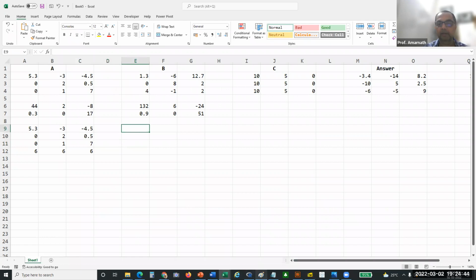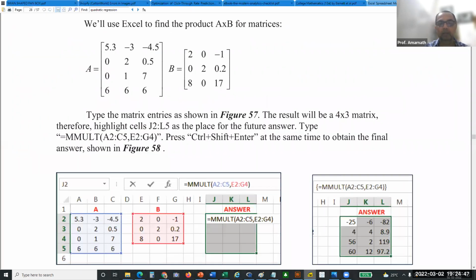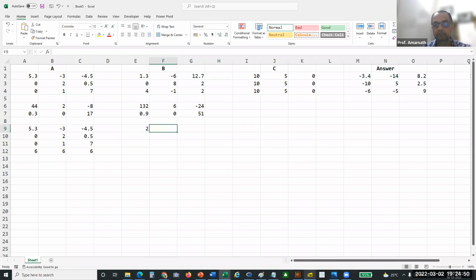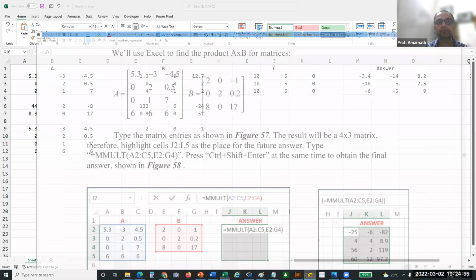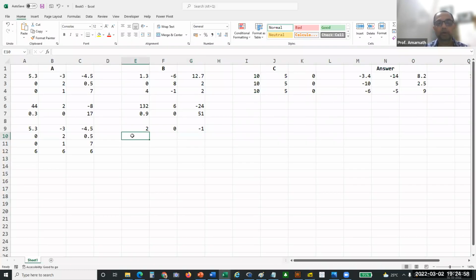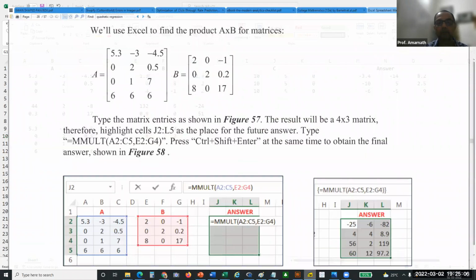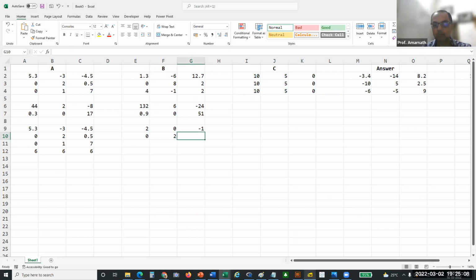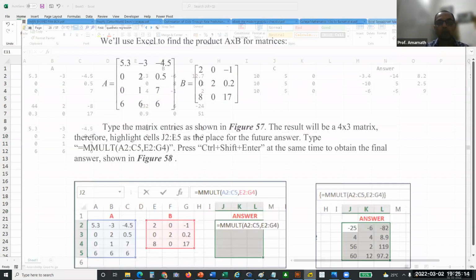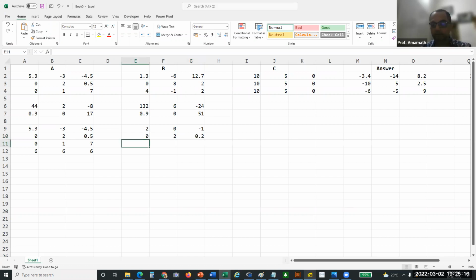Now I'll put a 3 by 3 matrix here: 2, 0, minus 1, 0, 2, 0.2 (sorry, 0.2), 8, 0, 17. So I should get the resultant matrix here.